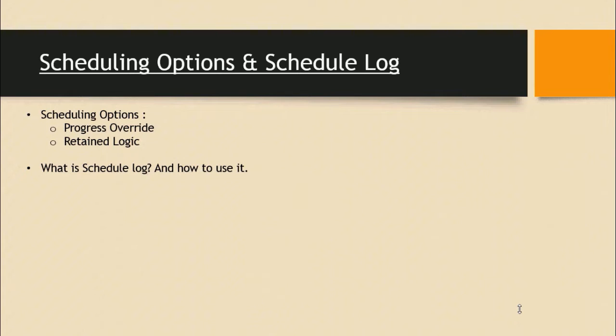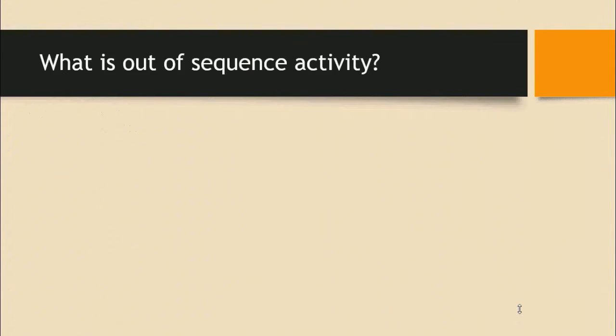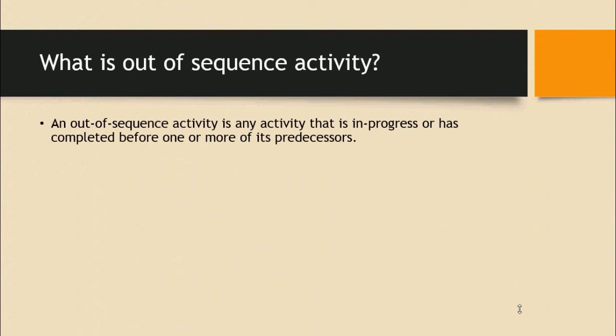Now before moving on to our topic, first we need to learn about an out of sequence activity. Now what is an out of sequence activity? An out-of-sequence activity occurs when an activity starts or completes well before its predecessor is in progress or is completed.